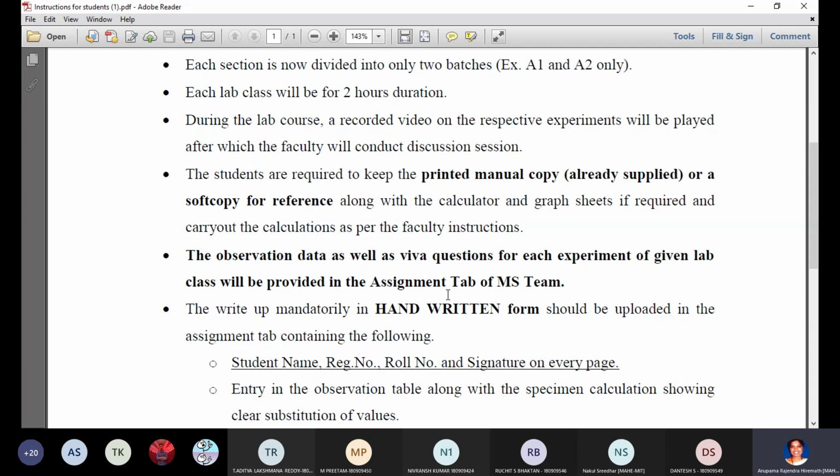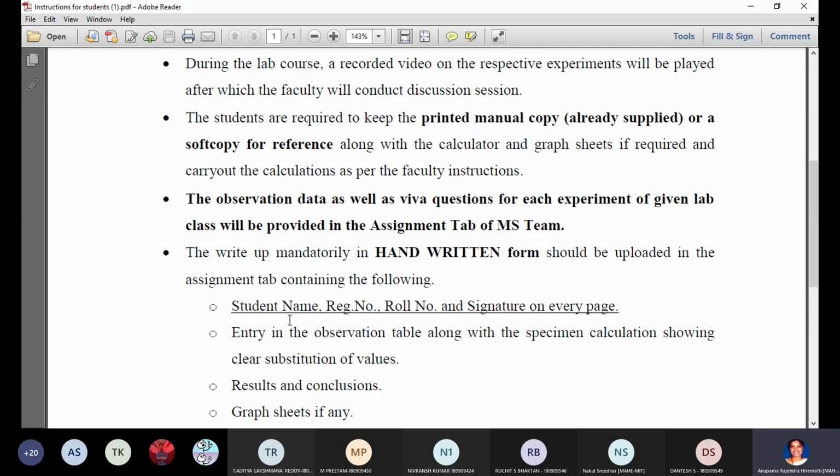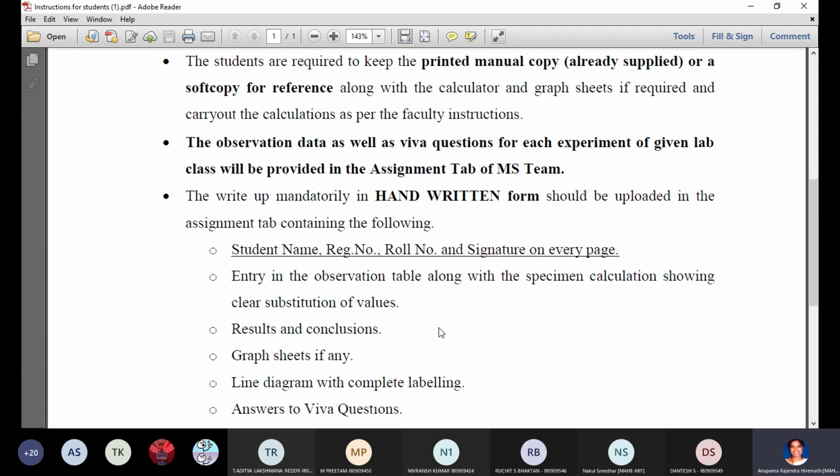For today's class also, we have created one assignment and it is uploaded in the assignment tab of MS Teams. The write-up mandatorily should be handwritten and uploaded in the assignment tab containing the following: student name, register number, roll number and signature on every page. The entry in the observation table along with specimen calculation showing clear substitution of values should be there. You have to write the observation properly.